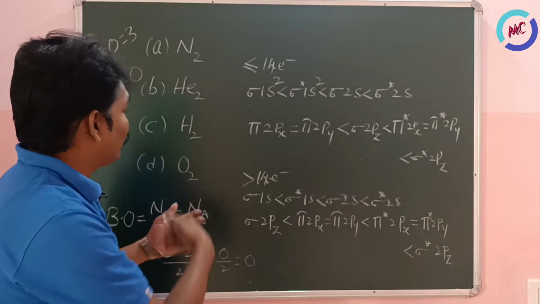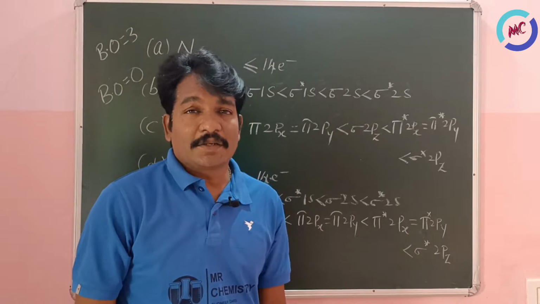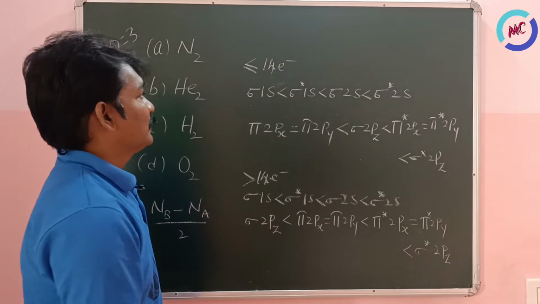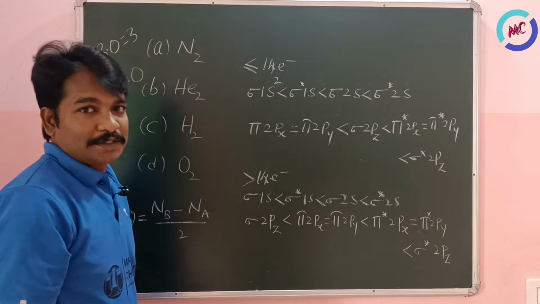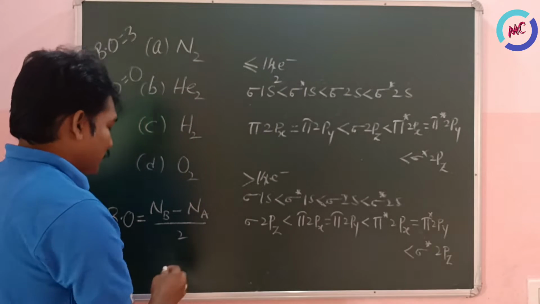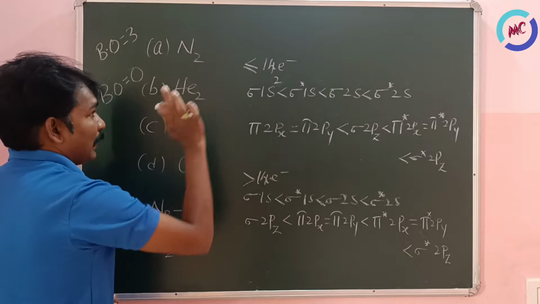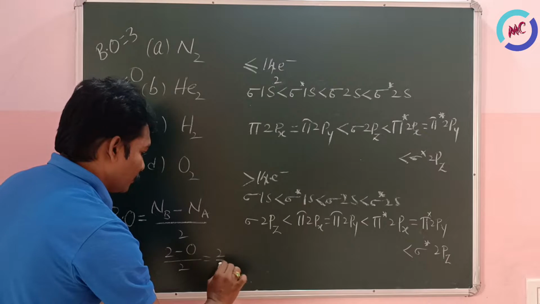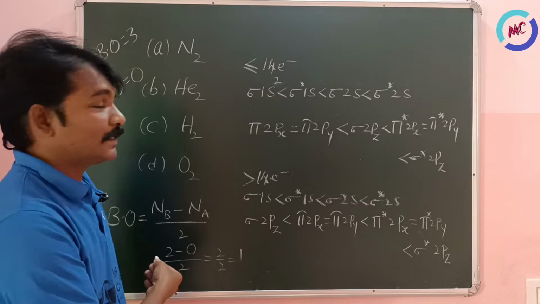Clear? Now we will move to the third one, H2. Each hydrogen has 1 electron. H2 means 2 electrons. See here, the 2 electrons are filled in sigma 1s2. Let us check the bond order. Number of bonding electrons 2 minus anti-bonding electrons 0, by 2, that is equal to 2 by 2, that is equal to 1. Therefore the bond order of hydrogen is 1.